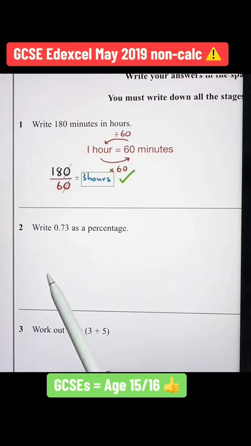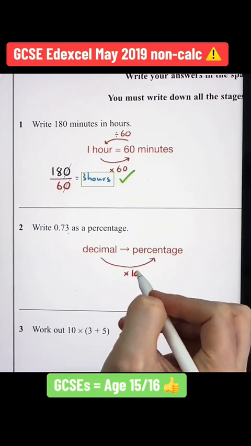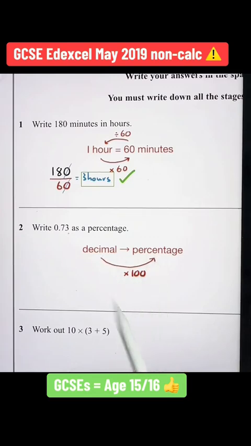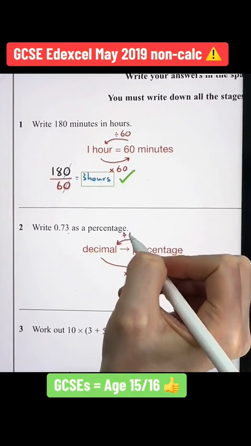Question 2. Write 0.73 as a percentage. When converting a decimal into a percentage, we multiply by 100. If we're converting a percentage into a decimal, we do the opposite. And the opposite of multiply by 100 will be divide by 100.